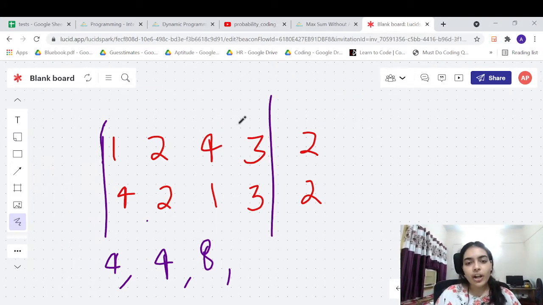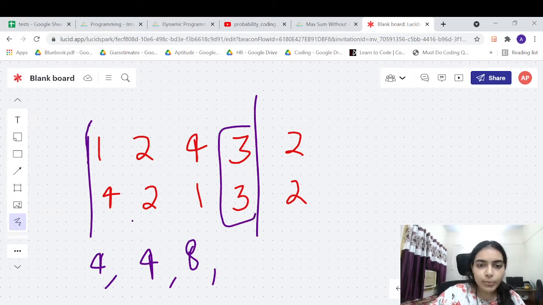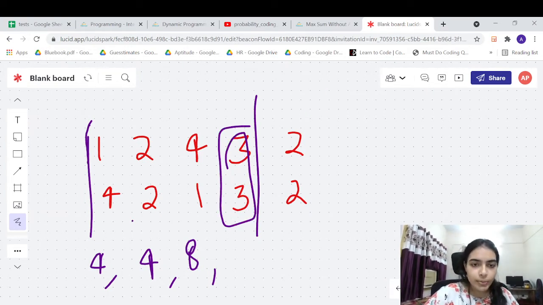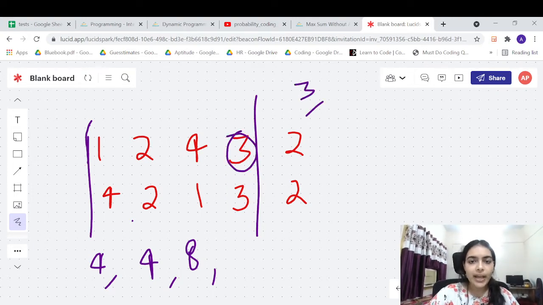Again, from the next column, I have two options. I have to pick only one element from this column because I can't pick both of them together. This is not allowed. I can pick any one element, it doesn't matter. Let's say I pick 3. In this case, both are equal, so I can pick 3.